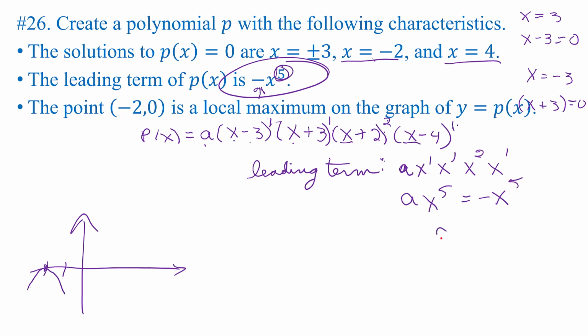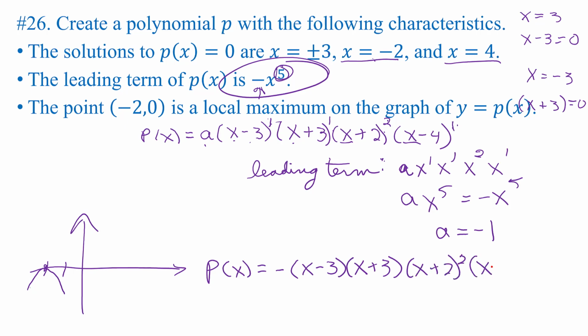Well, that just tells me that a is going to have to be equal to negative 1, so I can finish off with my polynomial. It's going to be negative 1, or just negative, of (x minus 3) times (x plus 3) times (x plus 2) squared times (x minus 4). And here we have it.